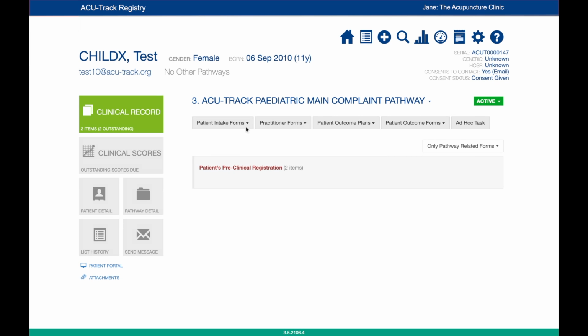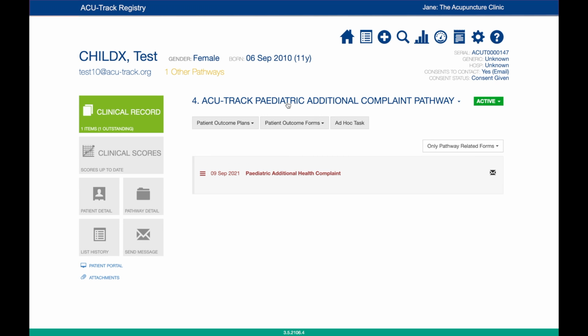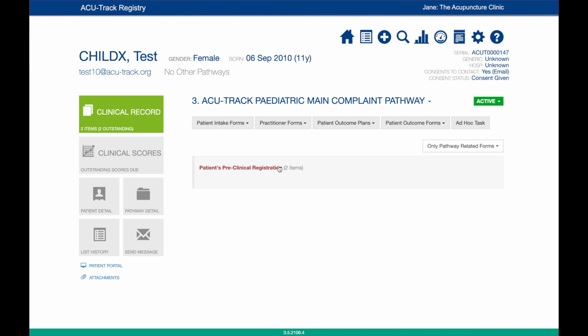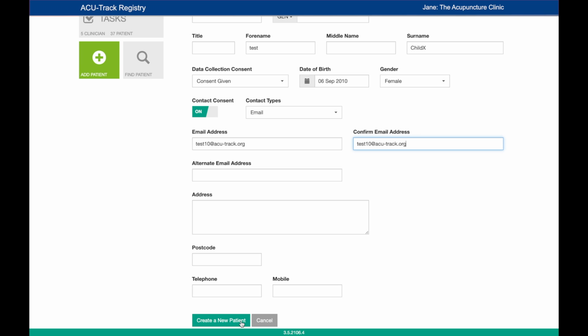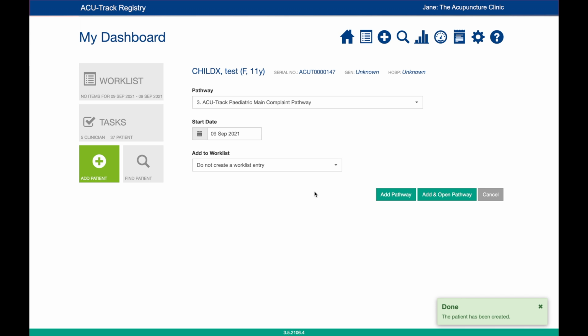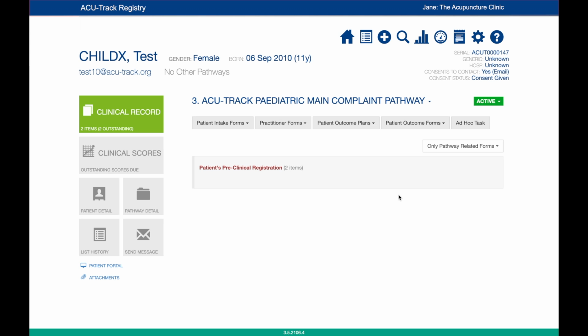Just like the adult pathways, the main and additional pediatric pathways are similar. However, you can only send intake forms and record clinical notes on the Pediatric Main Complaint Pathway. So if you are adding new patients manually, make sure they are assigned to the Pediatric Main Complaint Pathway to ensure that their initial patient intake form will be sent to them automatically by email.